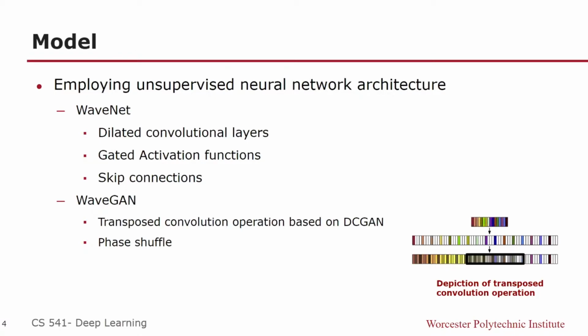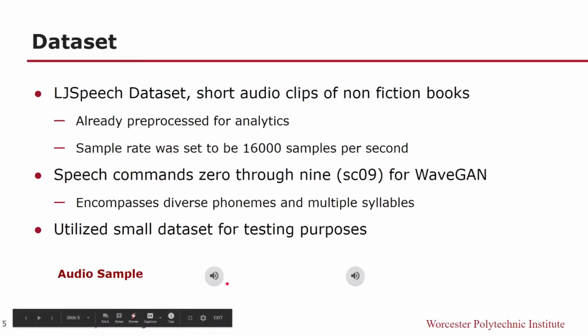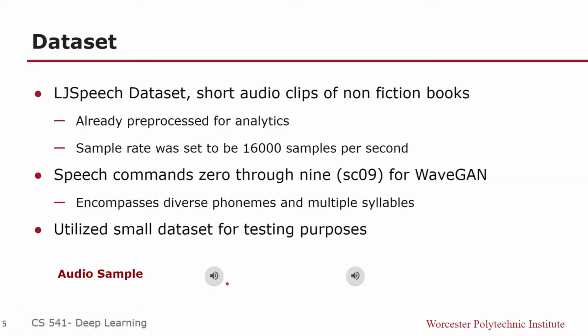on DC GAN. For our dataset, we utilized the LJ Speech dataset, which contains a bunch of short audio clips from one individual speaker, and they're already processed pretty well. We also utilized audio speech from someone saying the numbers 0 through 9.